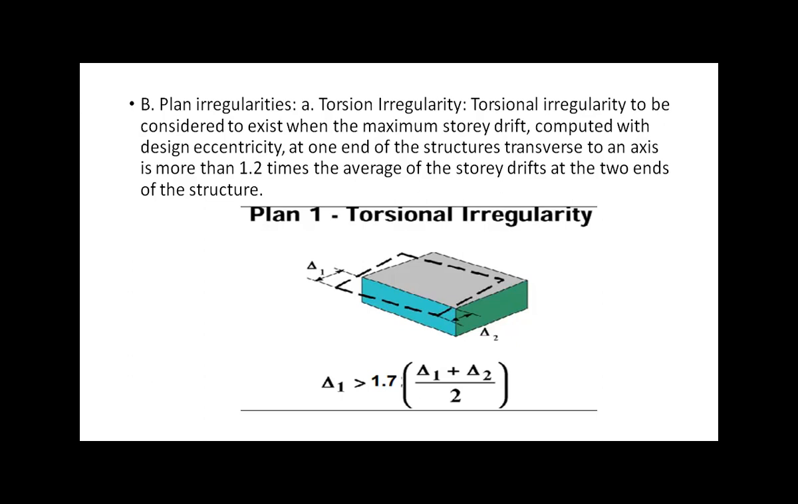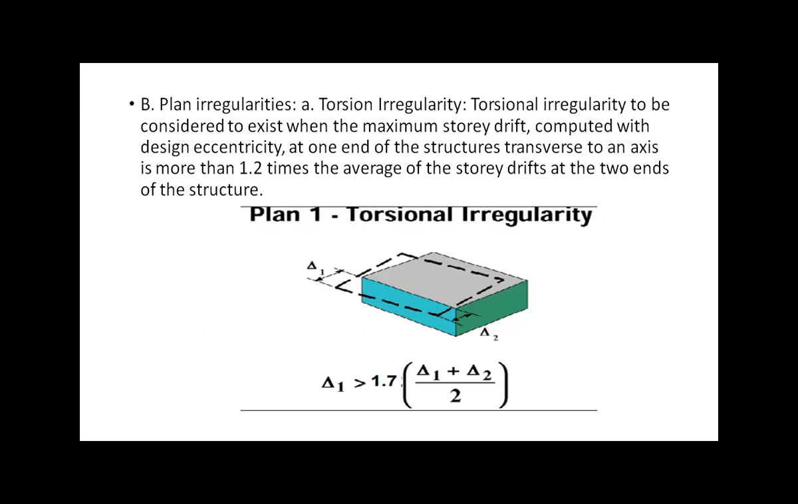Okay, torsional irregularity is to be considered to exist when the maximum story drift computed with the design eccentricity. Okay, एखादं जर स्ट्रक्चर असेल, आपण जे इसेंट्रिकल जर डिझाईन करत असेल तर त्यावेळेला आपल्याला हे टॉर्शनल इरेग्युलरिटी टाइपचे जे इफेक्ट आहेत ते आपल्याला स्ट्रक्चर मध्ये दिसून येतात. At the one end of the structure transverse to an axis is more than 1.2 times the average of the story drift at the two ends of the axis.